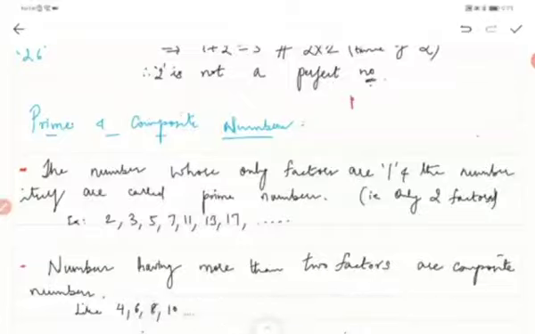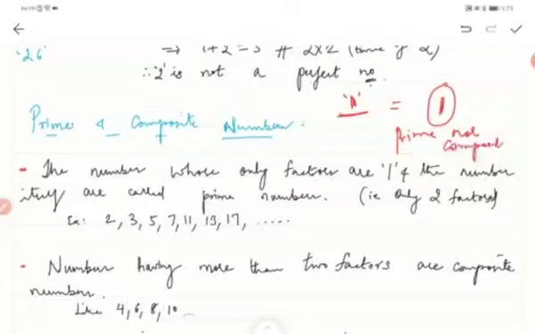Yes, number 1, what are the factors of 1? It is only 1, isn't it? So 1 and itself, it is only 1. So your number 1 is neither prime nor composite, isn't it?